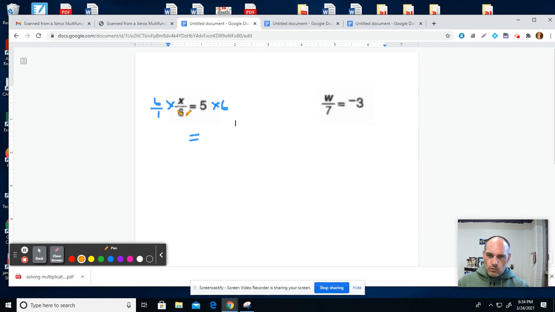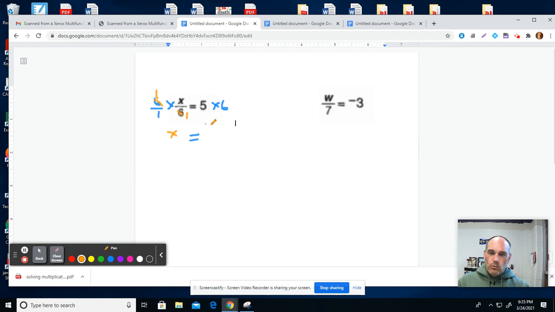6 goes into 6 once. 6 goes into 6 once. Now, look what happens. This is now 1 times x, which is just x. On the bottom, we have 1 times 1, which is 1. It's just x over 1. And x over 1 is the exact same thing as just x. So that's how I got this letter all by itself.